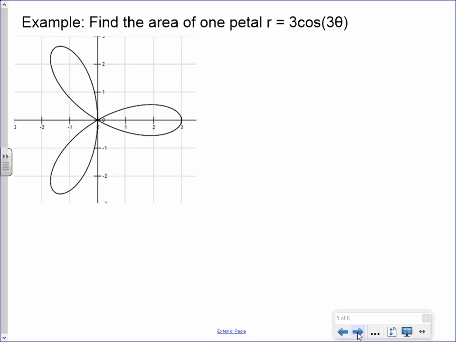Okay. In order to find the area of 1 petal, what do we need to know? Zeros. We need to know where the petals start and end.